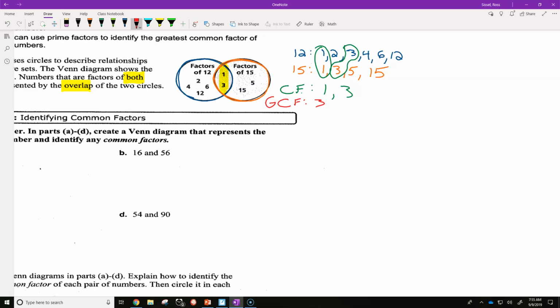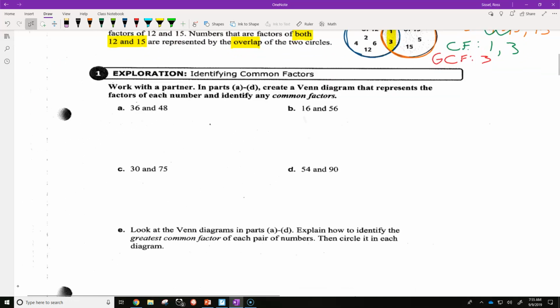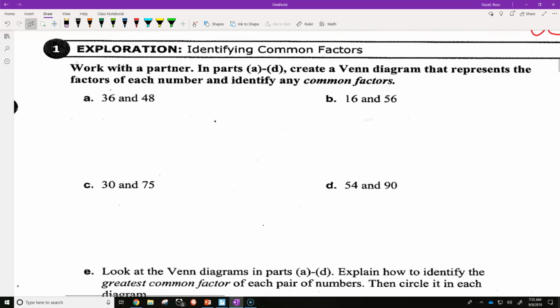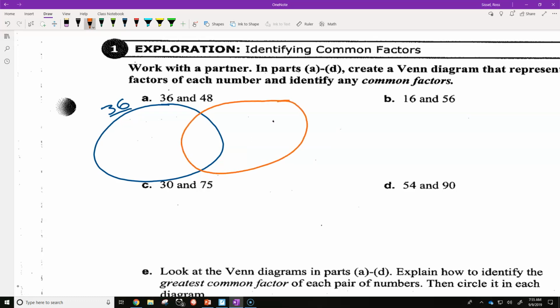So, here's what you are going to do. We're going to just do mainly one example. So, let's make one circle. We're going to look at A, the numbers 36 and 48. You're going to make one big circle of 36, and I'm going to make one big circle of 48.